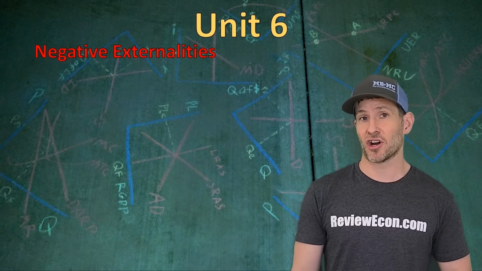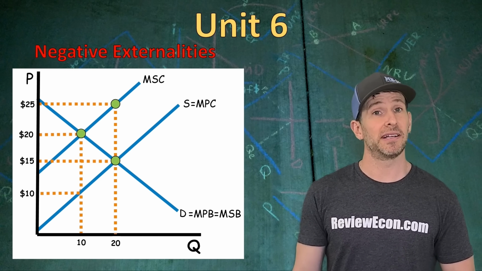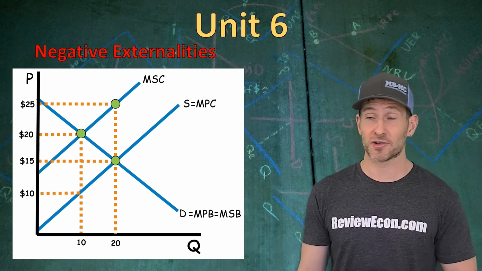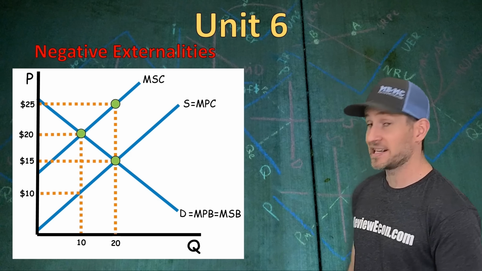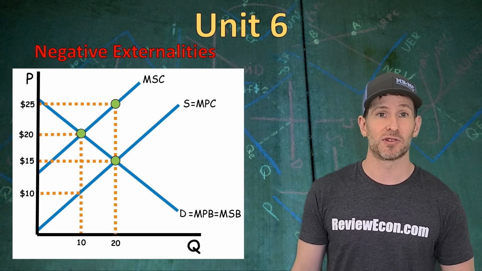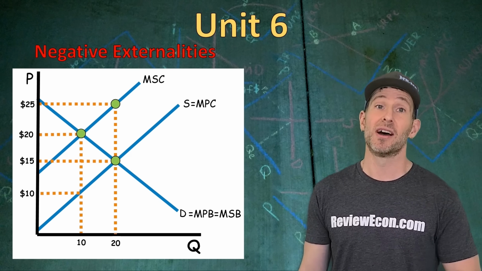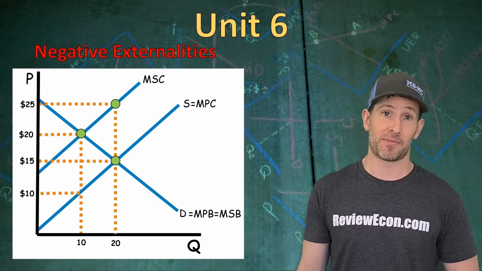Negative externalities occur when the marginal social cost is greater than the marginal private cost. That's going to lead a market to overproduce this product. On this graph here, the market quantity would be 20 units of output. The allocatively efficient or socially optimal quantity would be 10 units, and that's going to give us some deadweight loss as a result of this marginal social cost being higher than that marginal private cost.